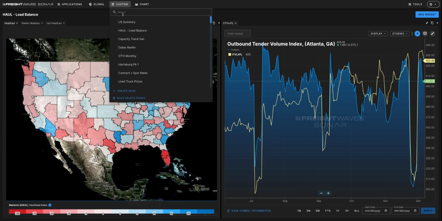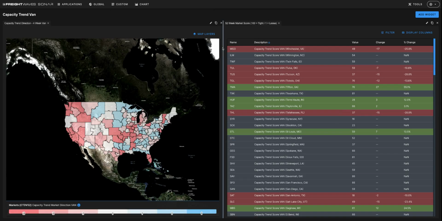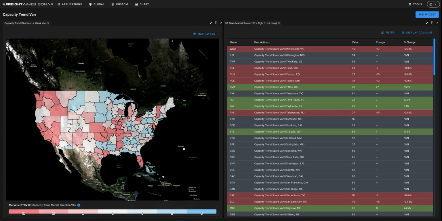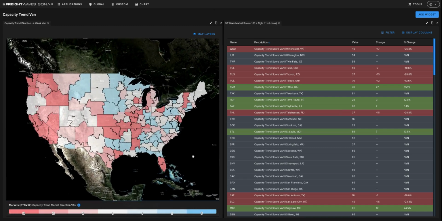So that is it for the head haul. Now I'm going to go one step further and look at the capacity trend. The capacity trend takes into account volumes, which we were just looking at on the head haul, but it also takes into account rejections happening in that market.